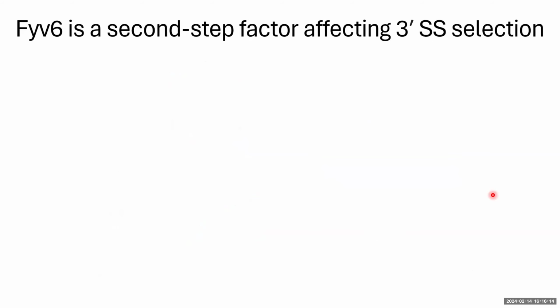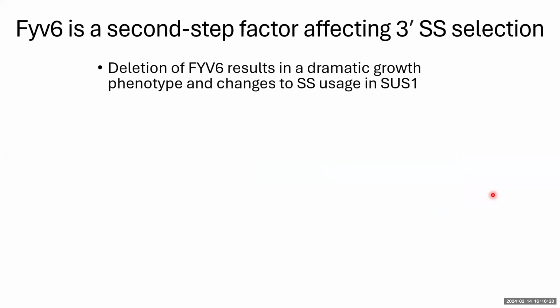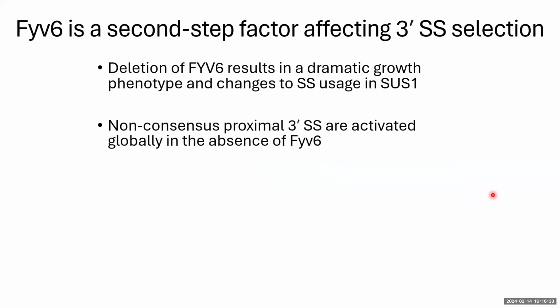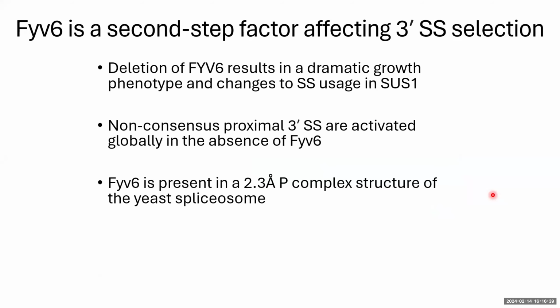And so just to quickly summarize what we know about FYV6 and how it's affecting 3' splice site selection, we know that when we delete FYV6, we get a dramatic cold and temperature growth phenotype, as well as changes to the splicing of the endogenous gene sus1. When we look globally, we see activation of proximal non-consensus 3' splice sites in the absence of FYV6.